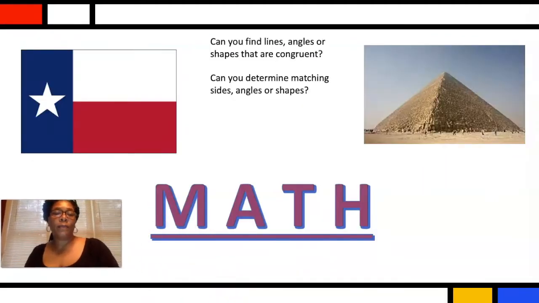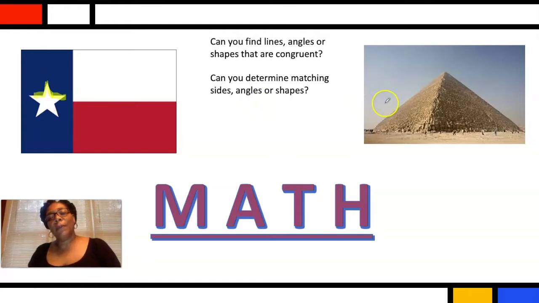So here we are. Can you find lines, angles, or shapes that are congruent in the flag or the picture of the pyramid, or even in this word math? Let's see. Here is a congruent figure. The white is congruent to the red. I like that one. Well, here is an angle that I can find that is congruent. This angle here is congruent to this angle here. So that's just one way.